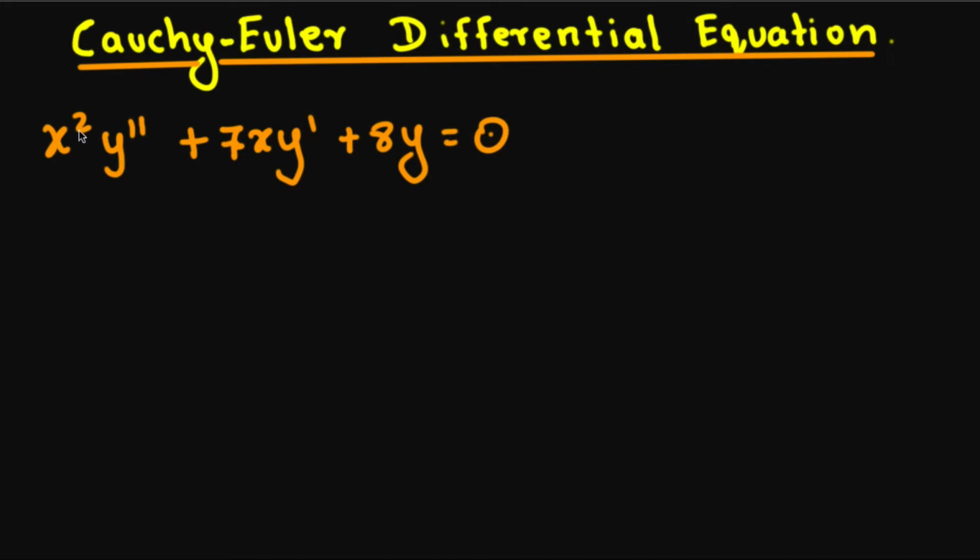Here we have x power 2 and the order of y is 2, right? Second order. So the power and order are matching. If it's 2, it has to be second order. If it's 1, it has to be first order. Here the x power is 1, it's first order.